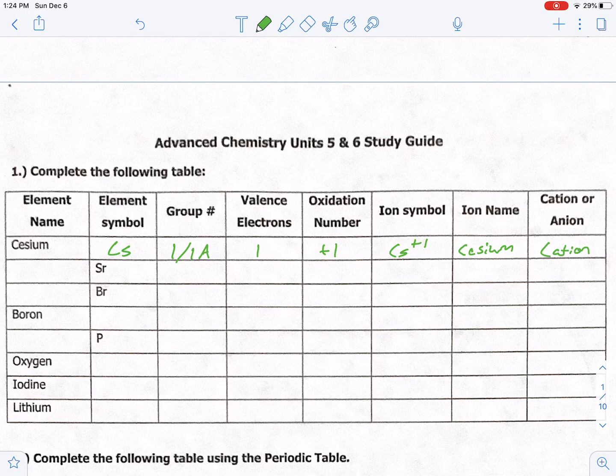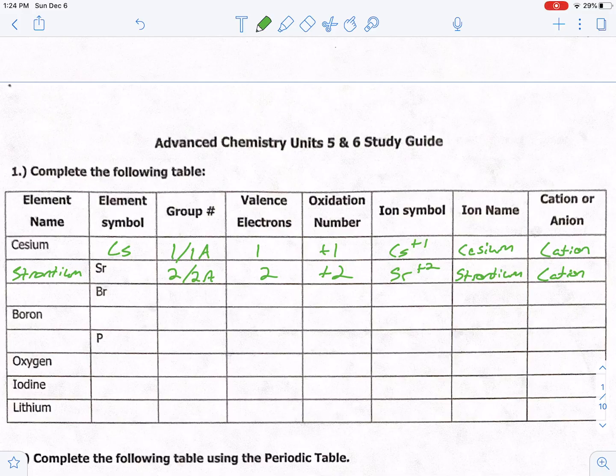Okay, if you look up strontium on the periodic table, Sr would be strontium. Okay, and that is going to be in group 2/2A. It has 2 valence electrons, basically giving it a +2 charge. So its symbol would be just Sr with a +2. Okay, it's a cation, so I'm going to go ahead and write that because it has a plus charge. So that means our name doesn't change. So it's just strontium.